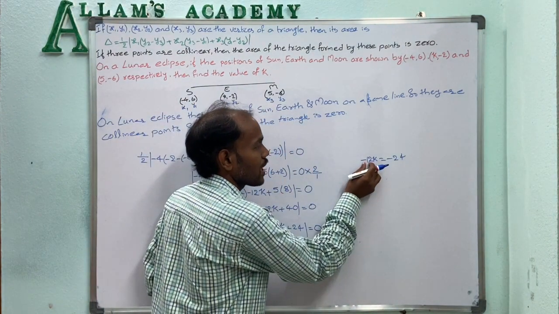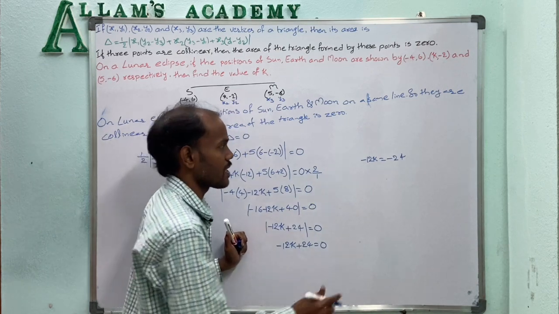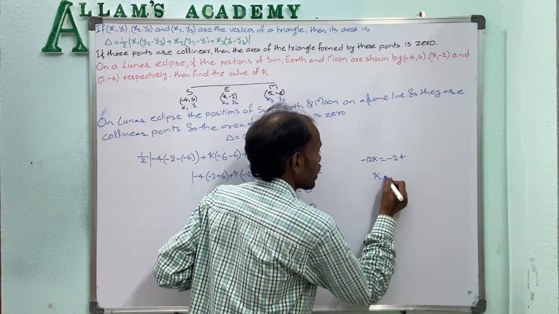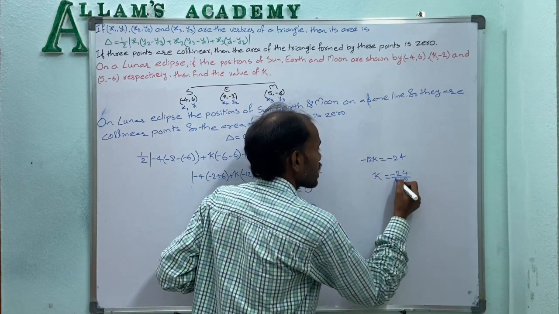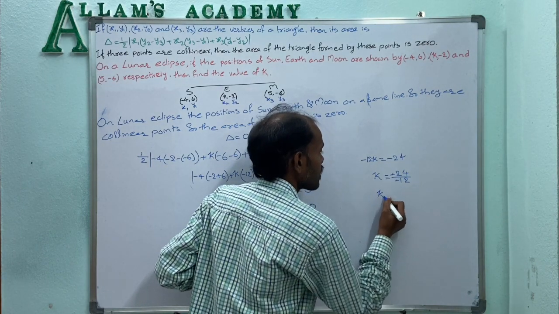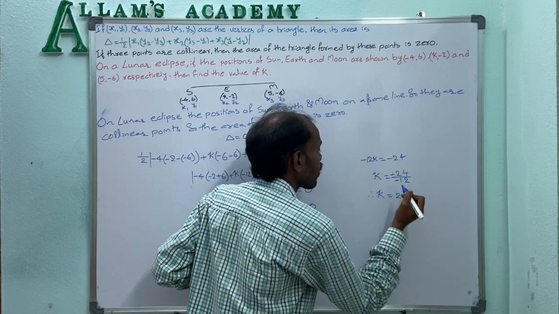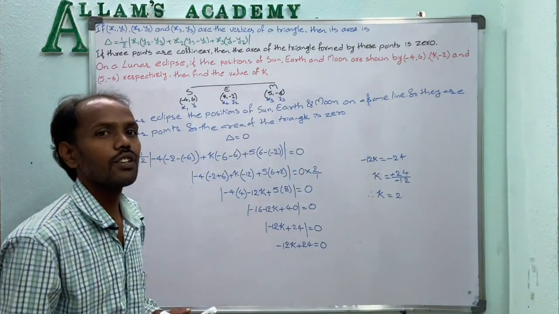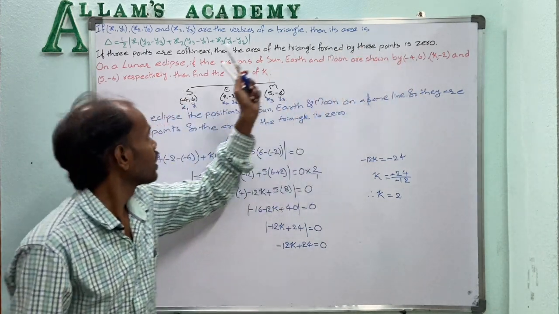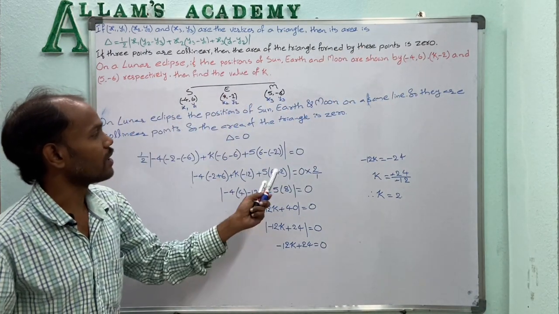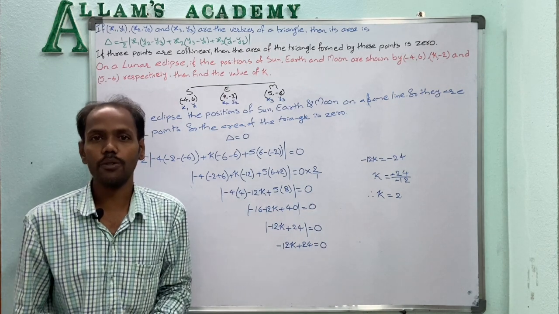Now this multiplication, minus 12, transfers to RHS, that is division. So k equal to minus 24 by minus 12. Minus minus gets cancelled. 12 ones are 12, 12 twos are 24. So the k value is 2. So if these points form a line, then the k value is 2.